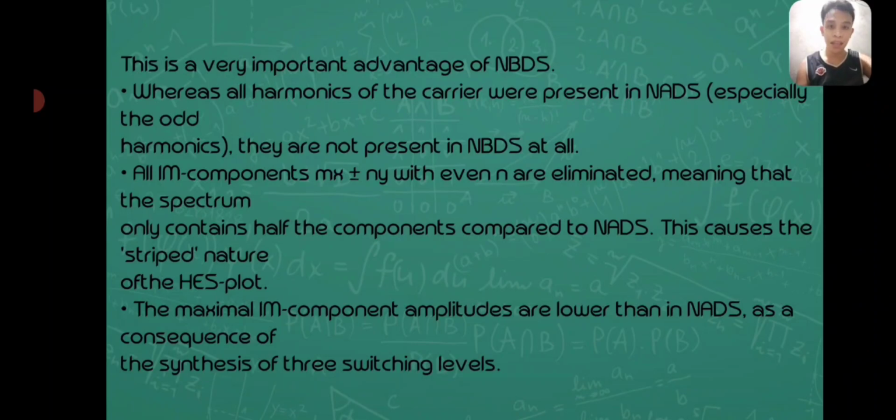All IM components MX plus minus NY with even N are eliminated, meaning that the spectrum only contains half of the components compared to NADS. This causes the stepped nature of the HES plot. The maximal IM component amplitudes are lower than in NADS as a consequence of the synthesis of 3 switching levels.